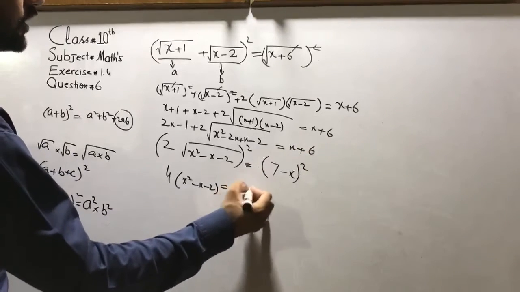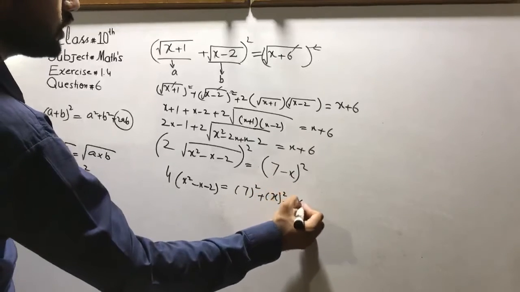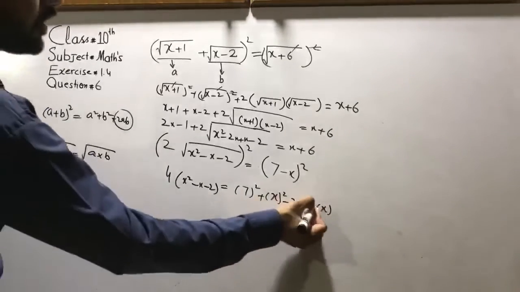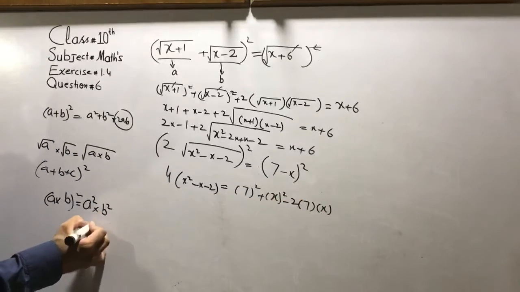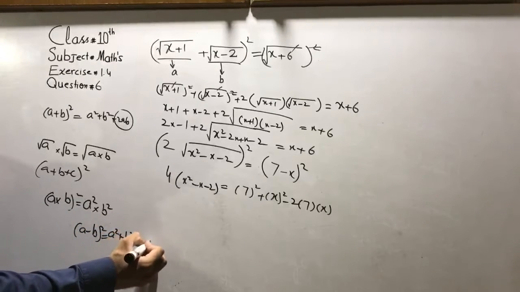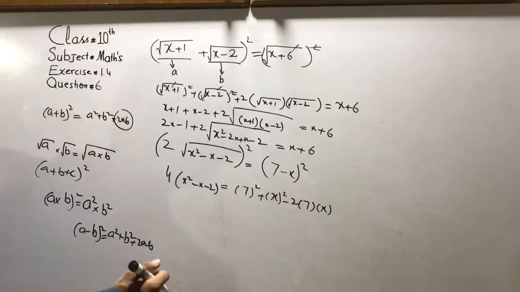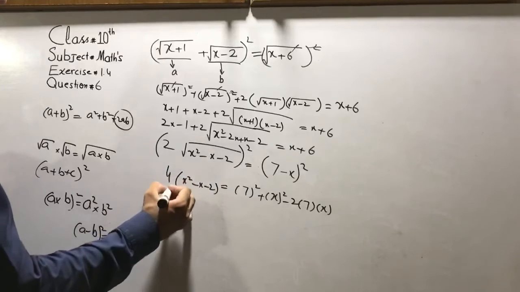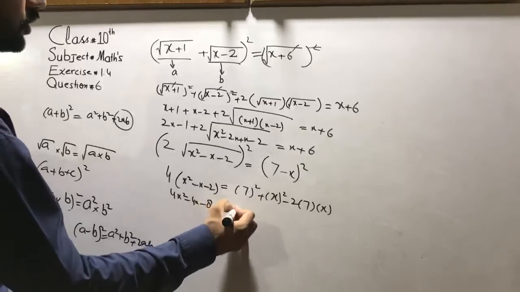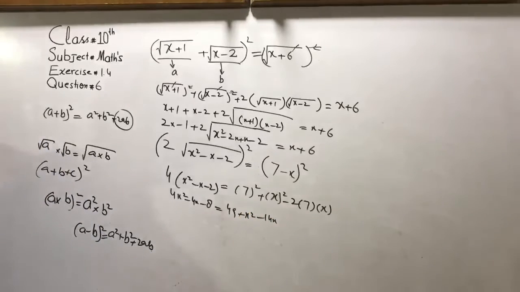Here we apply the formula of a minus b whole square, which means a square, that is 7 square, plus b square, that is x square, minus 2ab. Here a is 7 and b is x. Some students write here minus x. No, a minus b whole square is equal to a square plus b square minus 2ab. Here we do not write minus b, that's why you do not write minus x here. So now we multiply. Here we get 4x square minus 4x minus 8 is equal to 7 square, that is 49, plus x square, and here we get minus 14x.